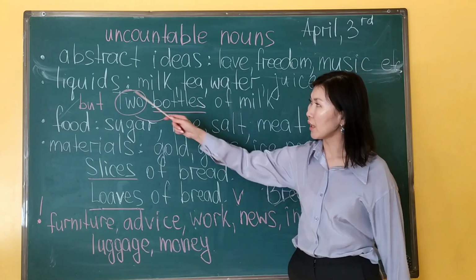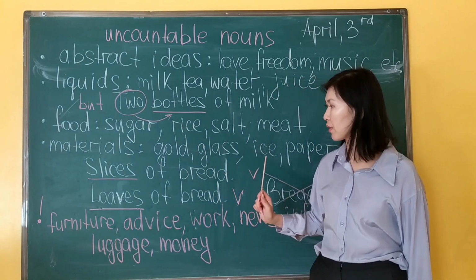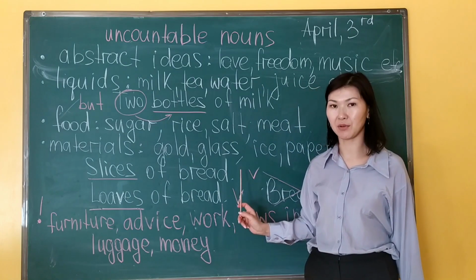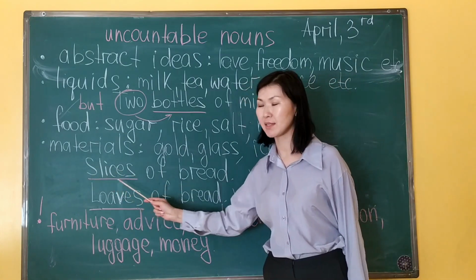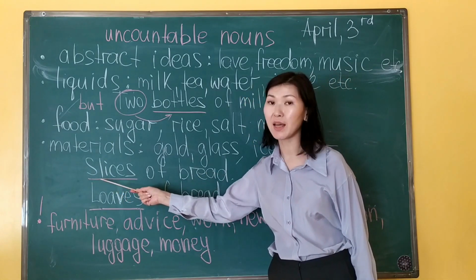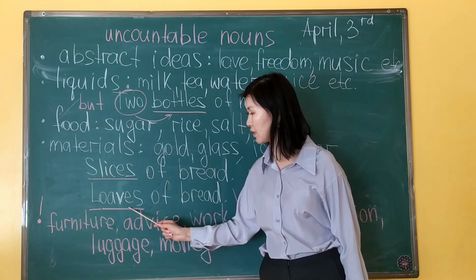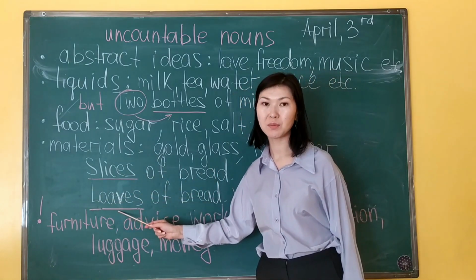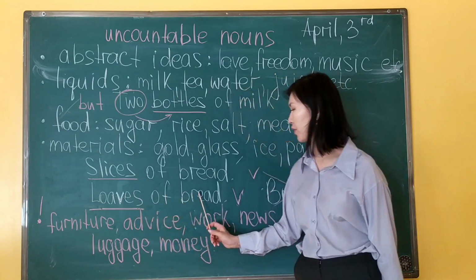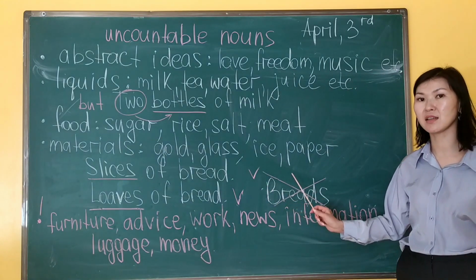As I told you, liquids and food are normally uncountable. But be careful, please. Bread is uncountable. But slices of bread, we can count slices, but not bread. And the same with loaves of bread. Loaves means булки хлеба. Loaves of bread. But we cannot say breads. It is not possible.